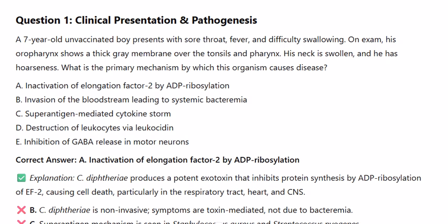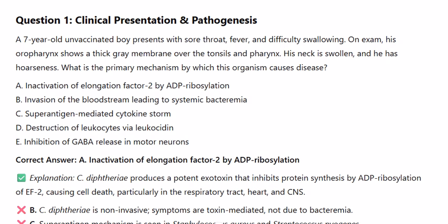A. Inactivation of elongation factor 2 by ADP ribosylation. B. Invasion of the bloodstream leading to systemic bacteremia. C. Superantigen-mediated cytokine storm. D. Destruction of leukocytes via leukocidin. E. Inhibition of GABA release in motor neurons. Correct answer: A. Inactivation of elongation factor 2 by ADP ribosylation.